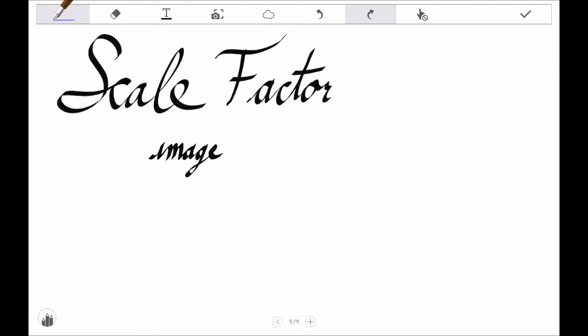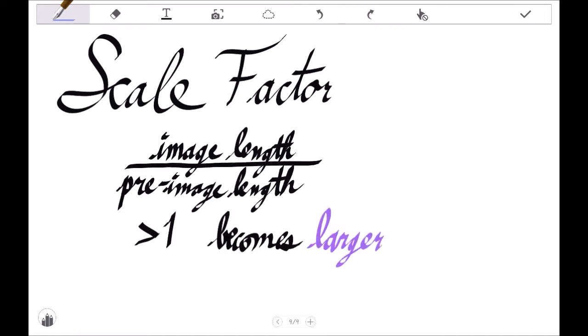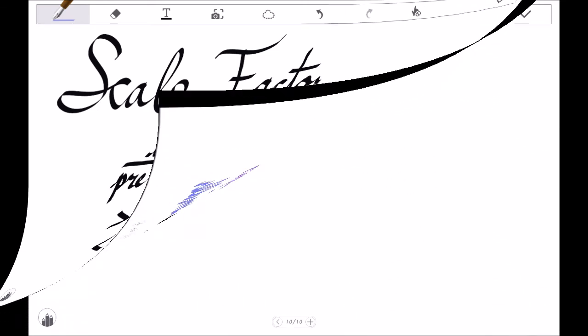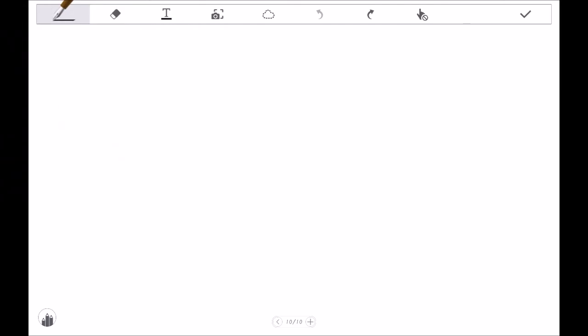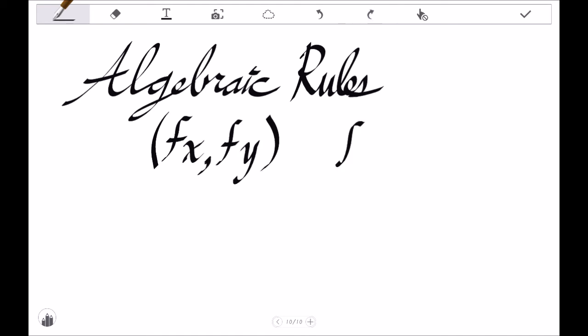In dilation, we use what is called scale factor, which is the image length over the pre-image length, which is a ratio. If the scale factor is greater than 1, the figure becomes larger. To find dilations, you use the equation (fx, fy), where f represents the scale factor.